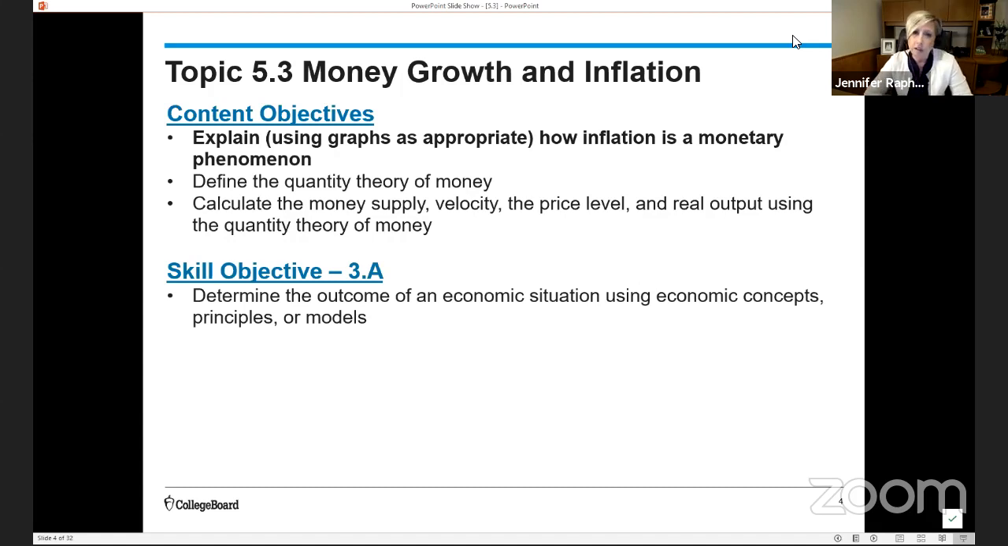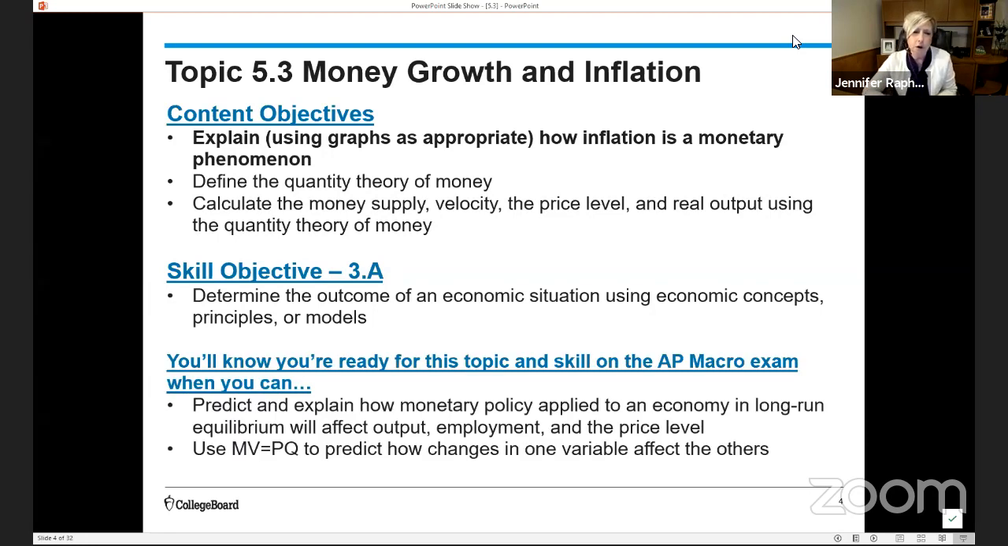There's also a skill objective we're going to be working on tonight, and this is a really important one. Skill 3A asks students to be able to determine the outcome of an economic situation using economic concepts, principles, or models. Really what that means is you're going to be given a cause and you have to figure out what the outcome is. What is the effect of the cause that you're given, which is like the opposite of skill 2. Skill 2 is you're given an outcome and you have to determine what the cause or likely cause of that outcome was. So that's the skill we're going to be working on.